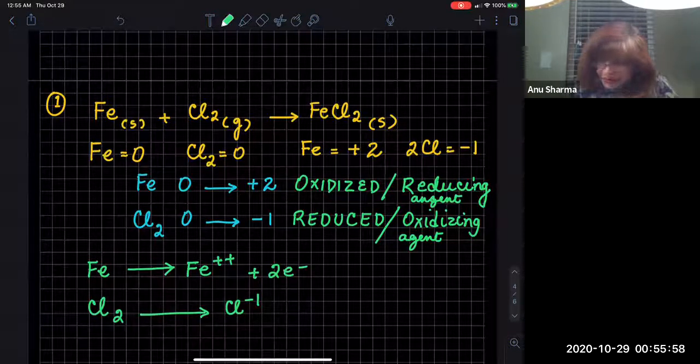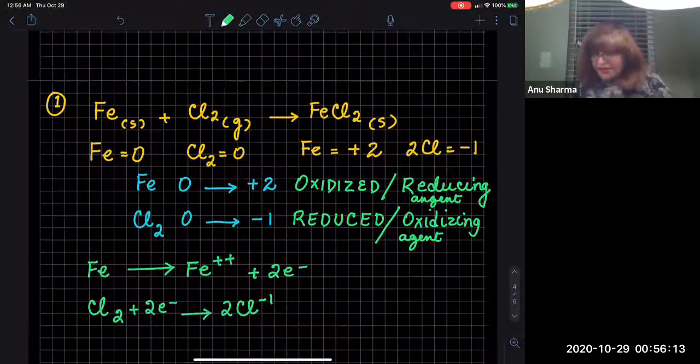So really we are balancing it like this. So 2Cl -1, and this chlorine is going to actually accept those 2 electrons. So let me just put it this way. Plus 2 electrons it has accepted, and here it becomes 2Cl with 1 negative charge. So that's the balancing in this case. Okay, so let's look at another example.